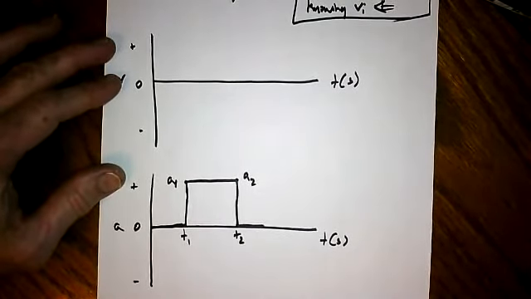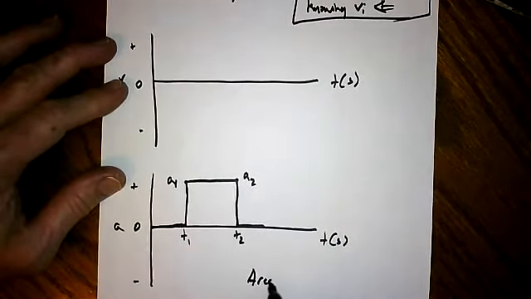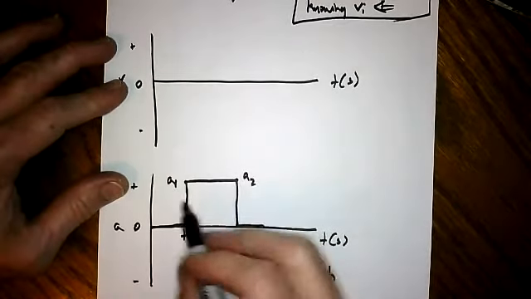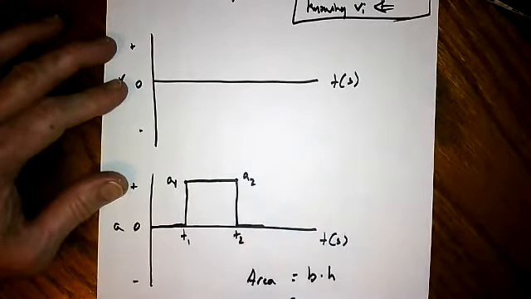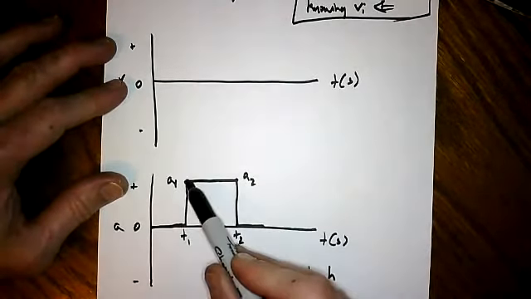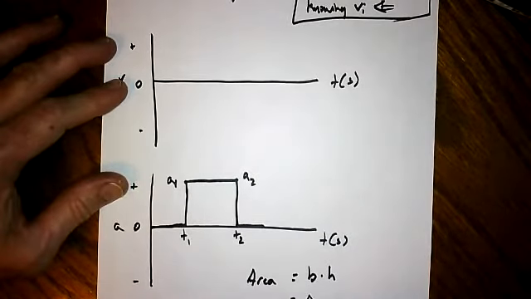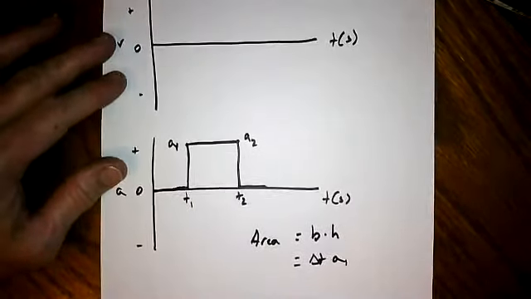Let's say we want to integrate. What's integrating? It's calculating the area under this curve. Well, I've got a nice square wave here, so the area under the curve is equal to base times height, a rectangle. In this case, the base is delta T and the height is A1 and A2. I've used the same height for both this point and this point, so for the height of this rectangle, I can just use A1 or I could use A2. So I'll do the base delta T times A1. That's the area.